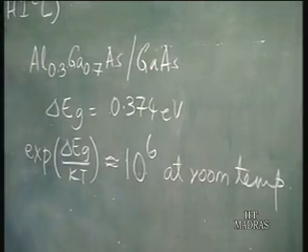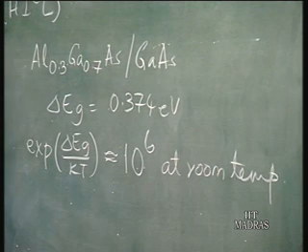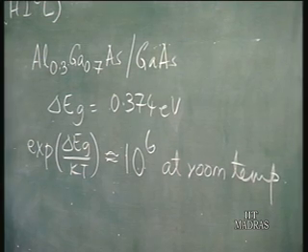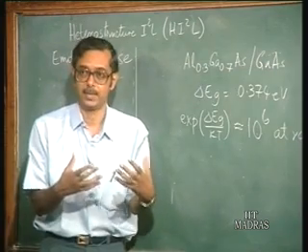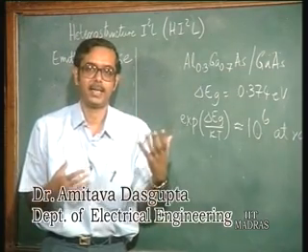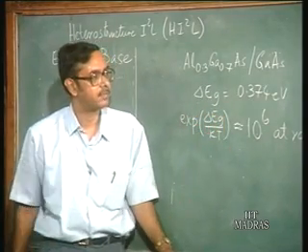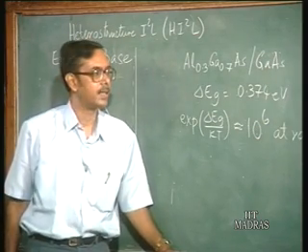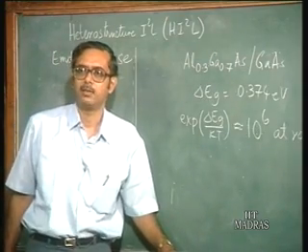Because kT is just 26 millivolts. All right. So, this is an enormous number, 10 to the power 6. You see that by just changing the heterojunction material, the emitter material, and having a wider band gap material, with a variation in band gap, you can have a very large increase in beta.